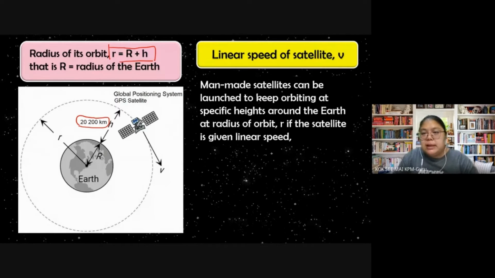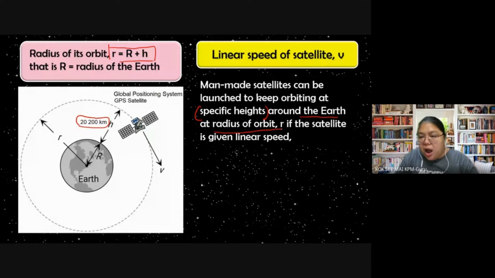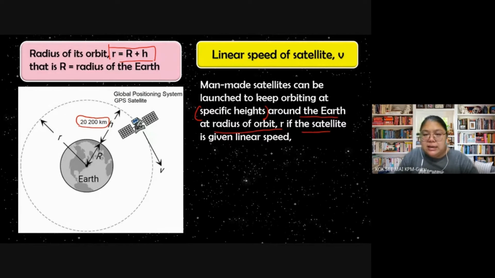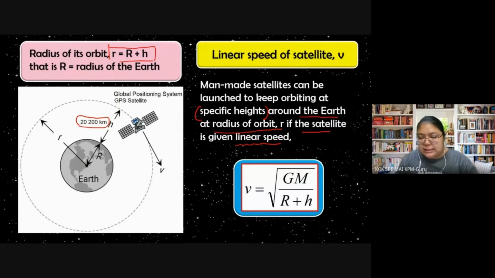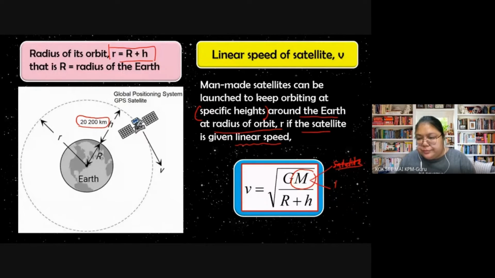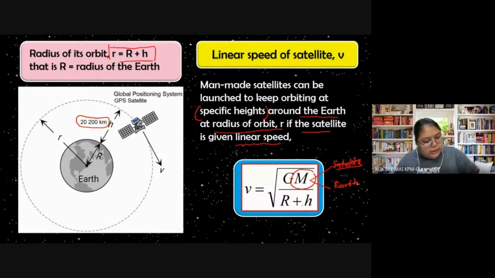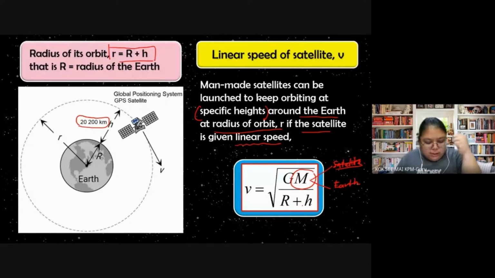Okay, a man-made satellite can be launched to keep orbiting at a specific height around the Earth, at the radius of the orbit, if the satellite is given a linear speed. Okay, continue. So from here, if we want to find the linear speed, the equation is like this. This one is for the Earth. So why is it for the Earth? You're going to see the formula.